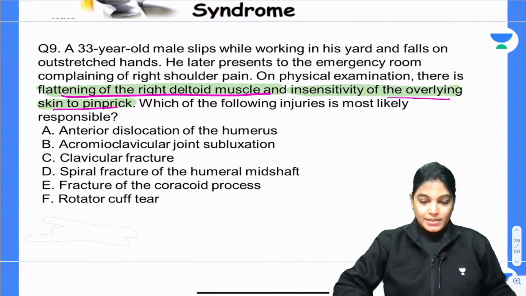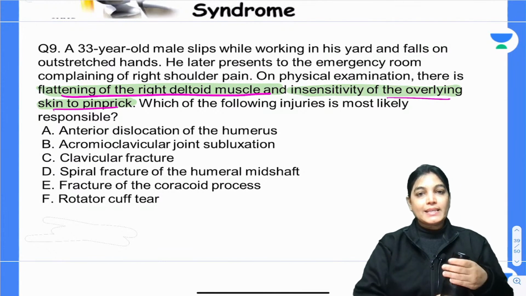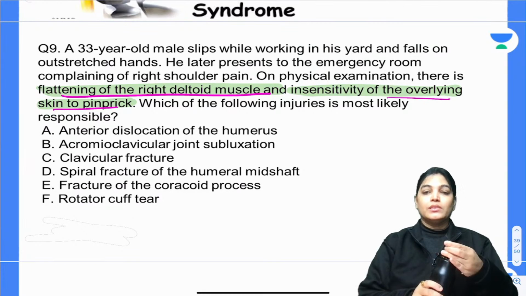Okay, please mark the right answer. I would like to drink some water. Please mark the right answer. 30 seconds for you.